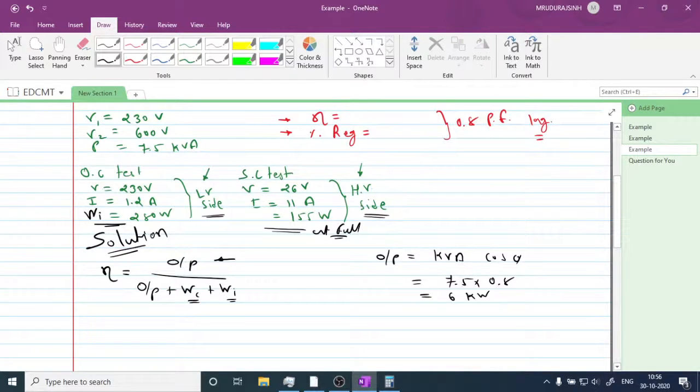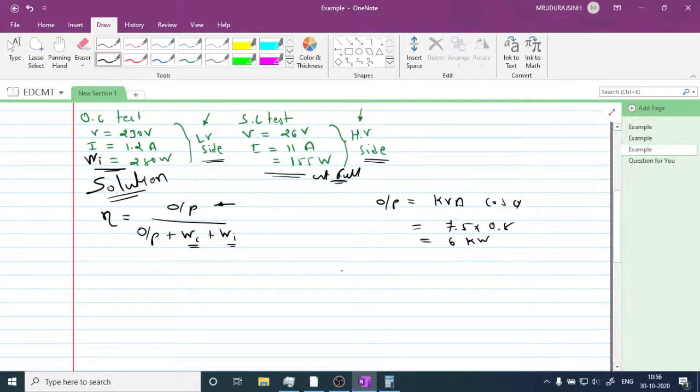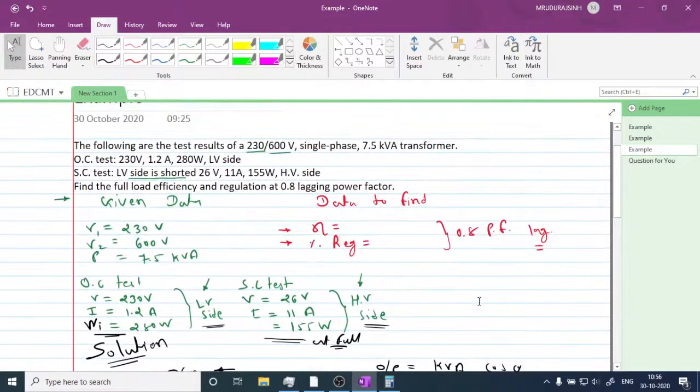That we need to verify. If it is at full load, then that's fine, but if it is not at full load, we need to find the full load copper loss. So how can we do this? For this, first of all, we need to calculate the full load current. So full load current, that is kVA is equal to V1 I1. So I1 is equal to kVA rating, 7.5 kVA, so 7500 VA divided by the primary voltage, 230 volt, right?